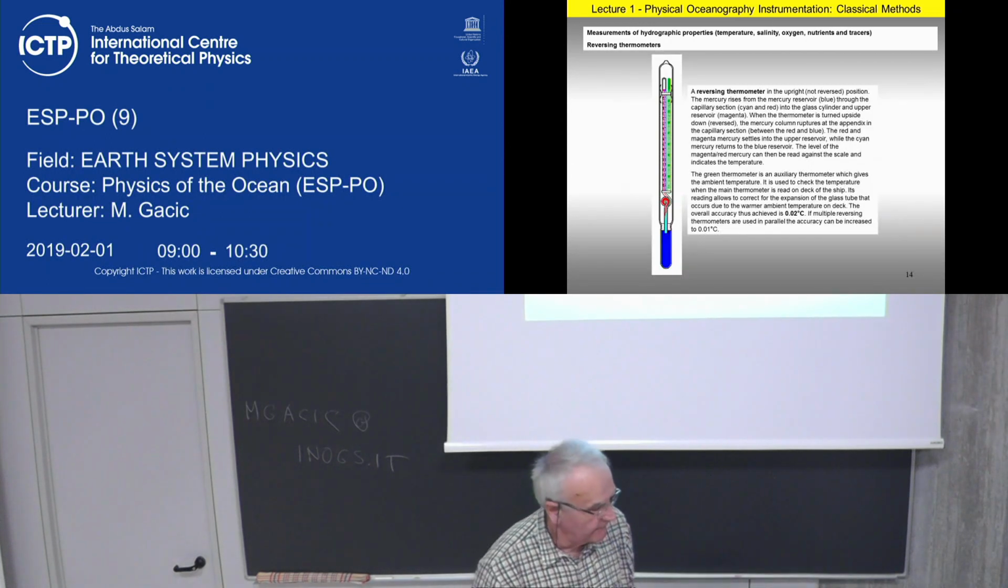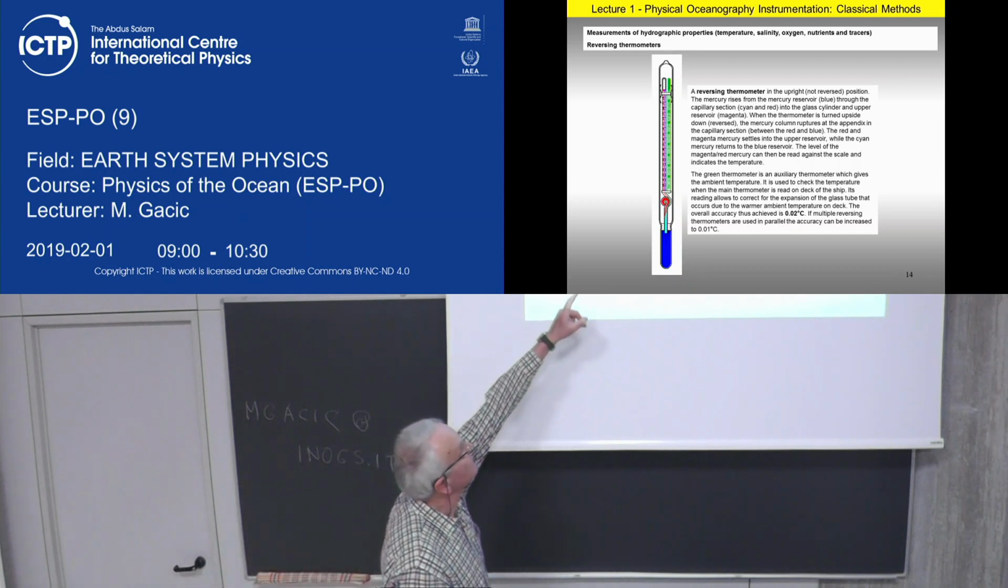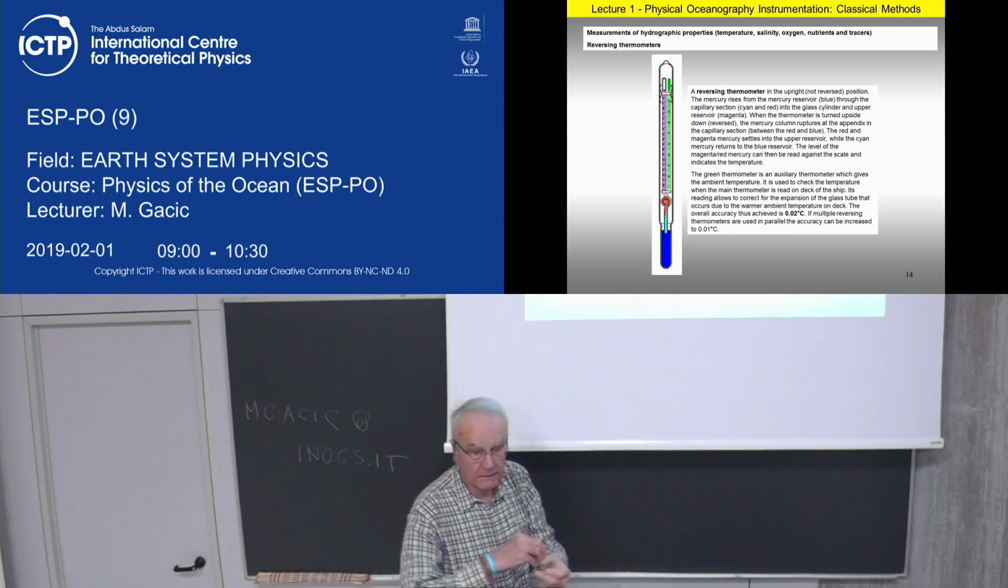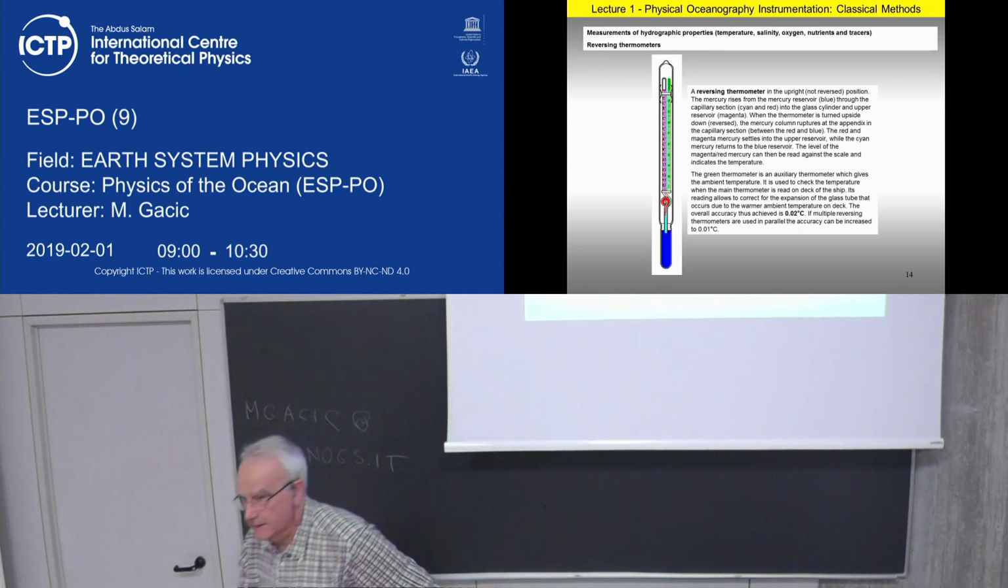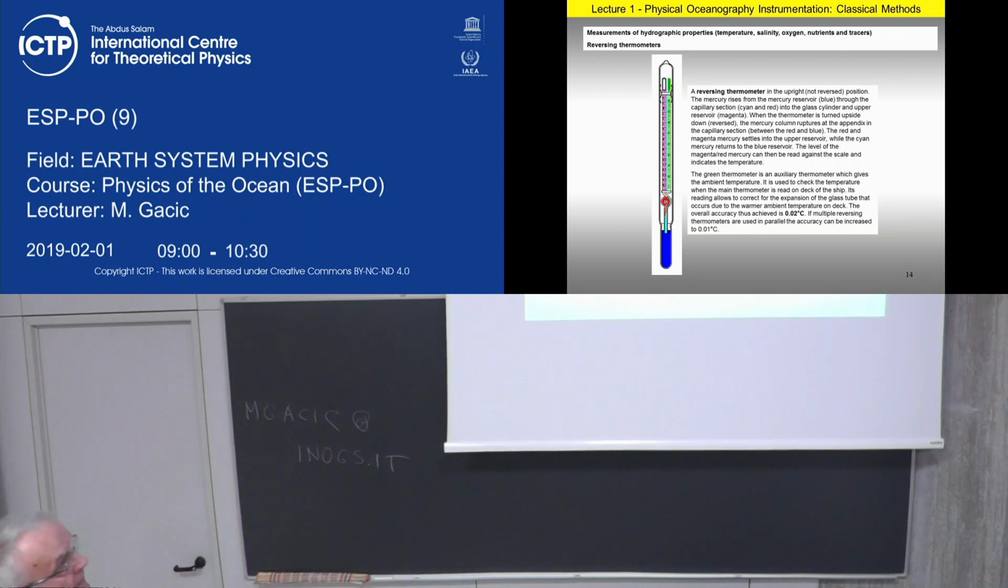Oh, here is the figure, a more detailed figure of this reversing thermometer, and you have this part here, which is when it turns, the mercury column is cut, and so you get the recorded real temperature.